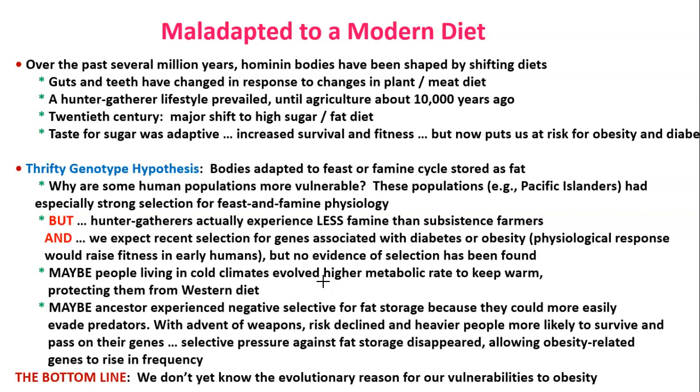And here's another component. We would expect recent natural selection for genes that are associated with diabetes or obesity. So this physiological response to putting on more fat would raise fitness in early humans, and we should see signals of that selection in our genome. And as we've touched on earlier in this course, there are techniques and methods for identifying whether genes have experienced high amounts of natural selection in our past.